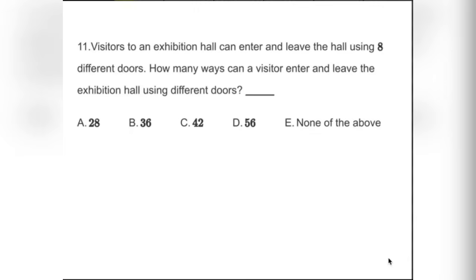Section B: visitors to an exhibition hall can enter and leave the hall using 8 different doors. How many ways can a visitor enter and leave the exhibition hall using different doors? Actually, this question is very easy. Think about it. You have 8 doors to choose from. So how many ways are there for the entrance? Yes, 8, right? And then following this, you must leave by a different door. So how many choices do you have? 7. Then you just multiply them together. So you can see the answer should be D, 56.